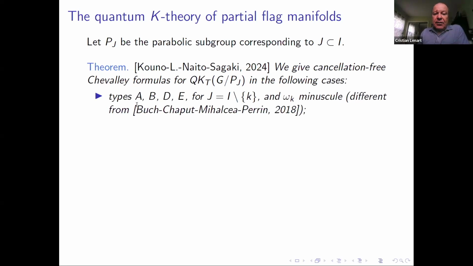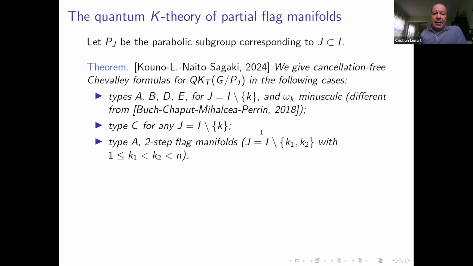So we derive such cancellation-free formulas in types A, B, D, and E for maximal parabolics when we exclude a minuscule node k, so the fundamental weight omega k is minuscule. And this is a different formula than the one given by Buch, Mihalcea, and Perrin. But I think at this point there are bijections between the two formulas. Then in type C, we can do more than the minuscule case. We can do actually any node for a maximal parabolic. And in type A, we can go beyond the Grassmannians, the maximal parabolics, by looking at two-step flag manifolds.